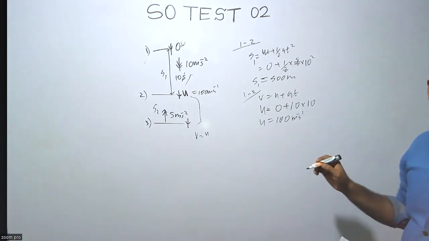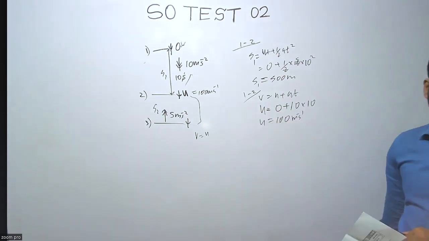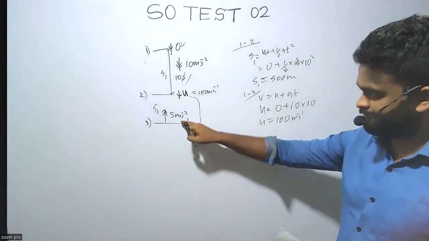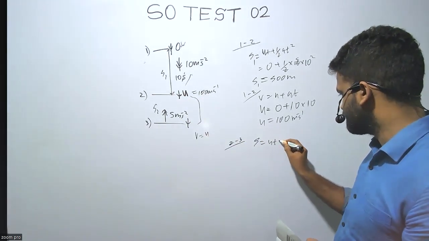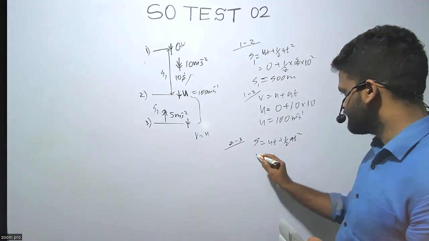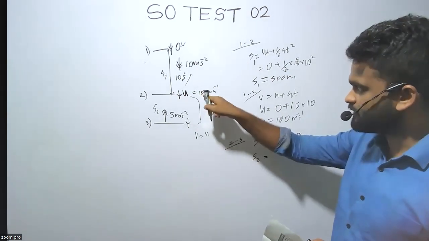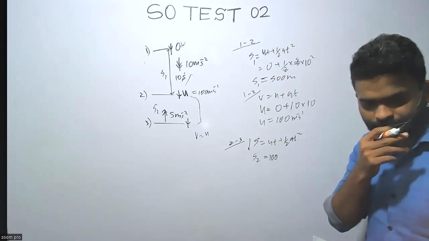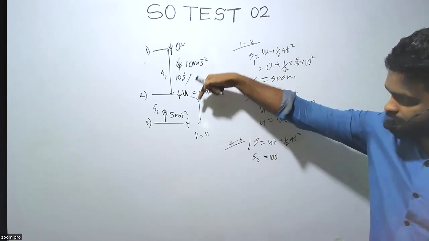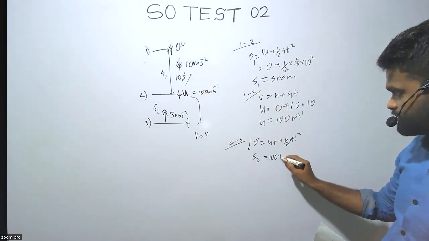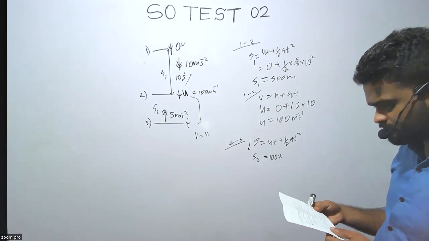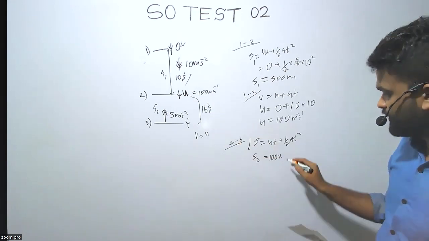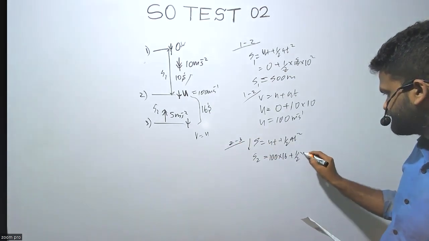Right, then I'll apply equations from 2 to 3. Same equation. That is S2, initial velocity 100. I'm applying downwards, right? Initial velocity 100, downwards. Time is given. The time from here to here is 16 seconds, right? 16 plus half. What's this acceleration?